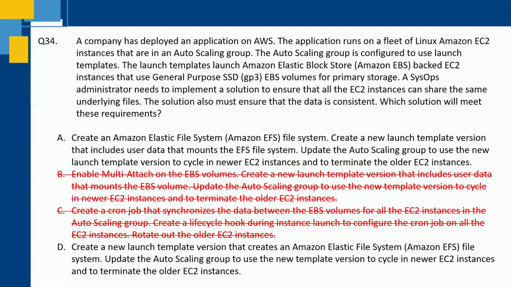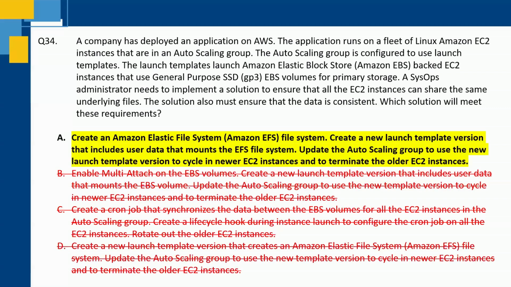Amazon EFS is a fully managed shared file system that multiple Linux EC2 instances can mount concurrently. It ensures data consistency across instances. By mounting it via user data in the launch template, you automate the setup of each instance. Auto-scaling will then replace old instances with new instances that mount the shared file system.